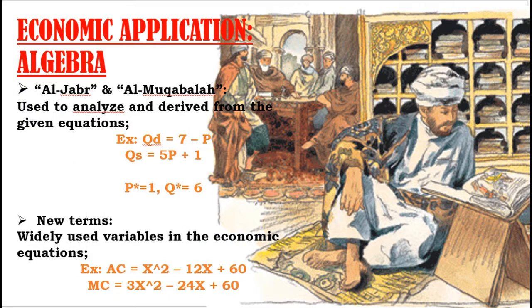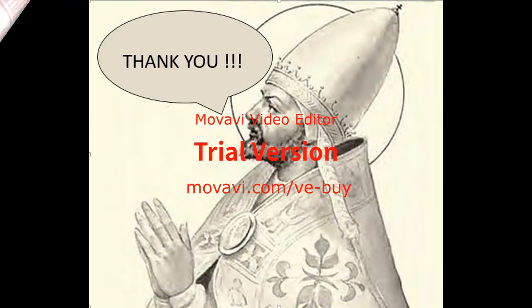The concept of al-jabar and al-muqabalah is widely used to analyze and derive equations. For example, if we are given the equations of demand and supply, we can equate these equations and find the equilibrium price and quantity. Next, the new terms introduced by Al-Khwarizmi are also widely used as variables in economic equations, such as we can see the use of a variable and the square of a variable in the average cost and marginal cost curves. That's all from me.